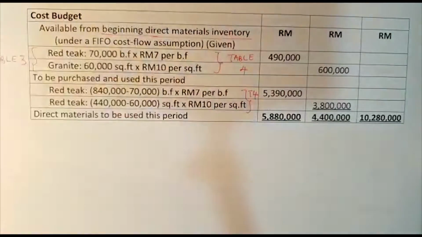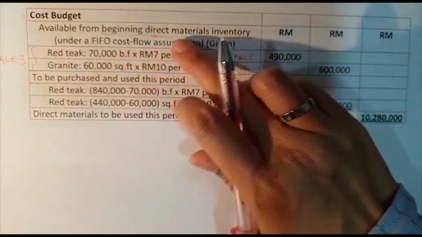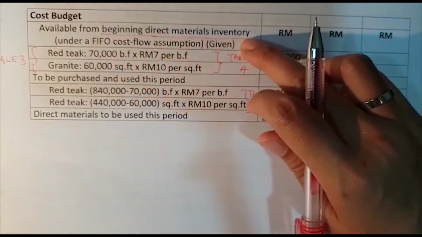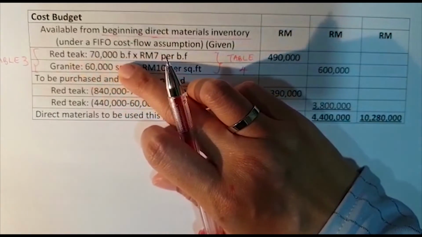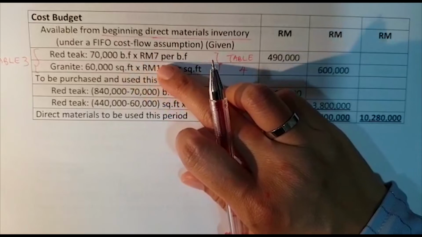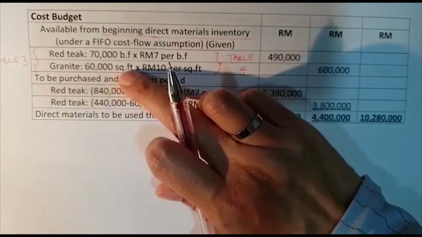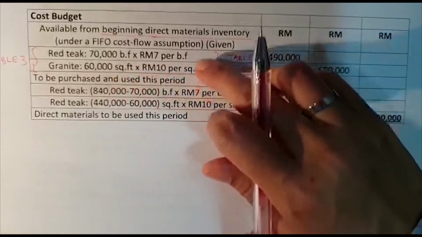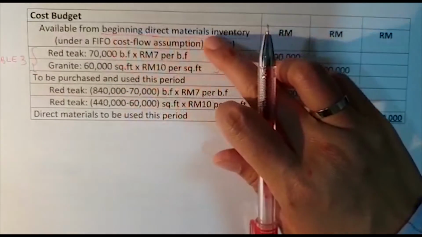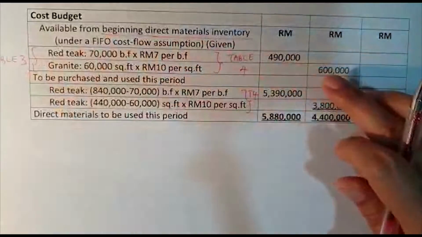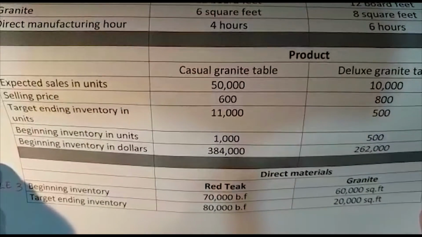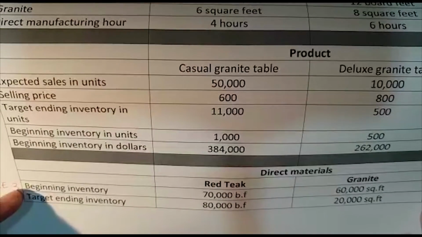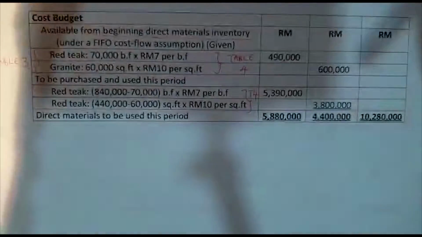For the cost budget, we start with the beginning direct material inventory, meaning whatever they already have in hand. This information for red teak is 72,000 board feet times RM7 per board foot, and for granite is 60,000 square feet times 10 ringgit per square foot. I get this information on the beginning direct material inventory from table 3. We can have a look at table 3 here. As you can see, the information on the beginning inventory is 70,000 and 60,000 respectively.